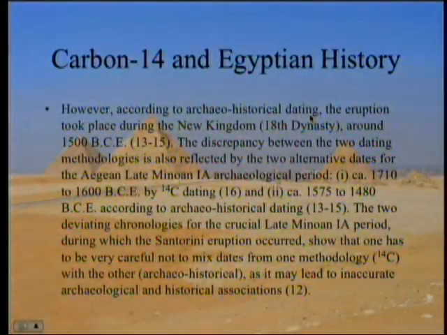However, according to archaeohistorical dating, the eruption took place during the New Kingdom, around 1500 BCE. The discrepancy between the two dating methodologies is also reflected by the two alternative dates for the late Aegean Minoan 1A archaeological period, about 1700 to 1650 by carbon-14, and 1575 to 1480 according to archaeohistorical dating. The two deviating chronologies for the crucial late Minoan 1A period, during which the Santorini eruption occurred, mean that one has to be very careful not to mix dates from one methodology to the other.